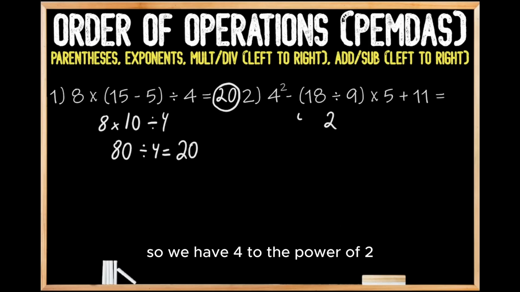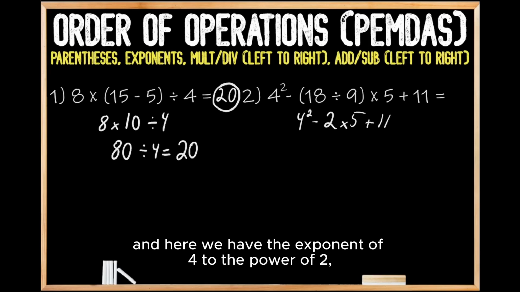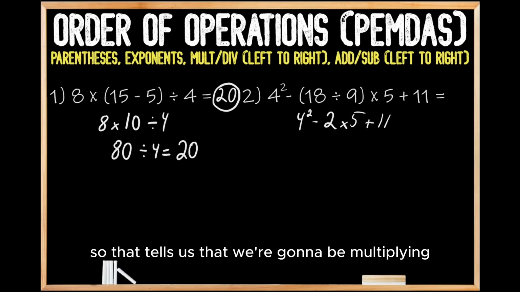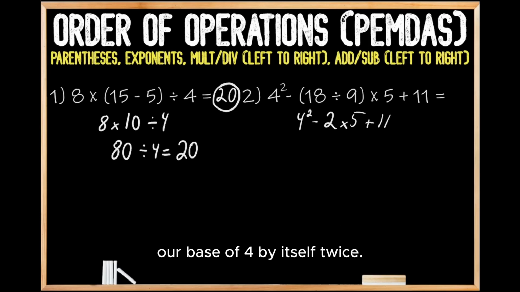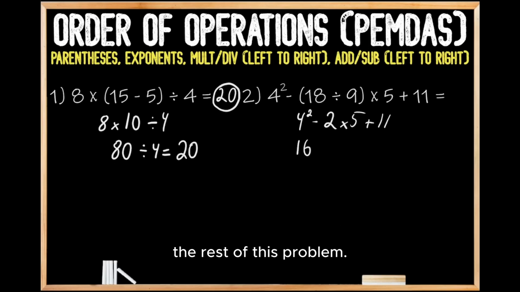So we have 4 to the power of 2, otherwise known as 4 squared, minus 2 times 5, and then plus 11. So remembering PEMDAS, the next priority is exponents, so we're going to solve any exponents. And here we have the exponent of 4 to the power of 2, so that tells us that we're going to be multiplying our base of 4 by itself twice. So we're going to be multiplying 4 times 4, which we know gives us 16. So down below, we're going to write our 16, and then we're going to bring down the rest of this problem. So we have minus 2 times 5 plus 11.